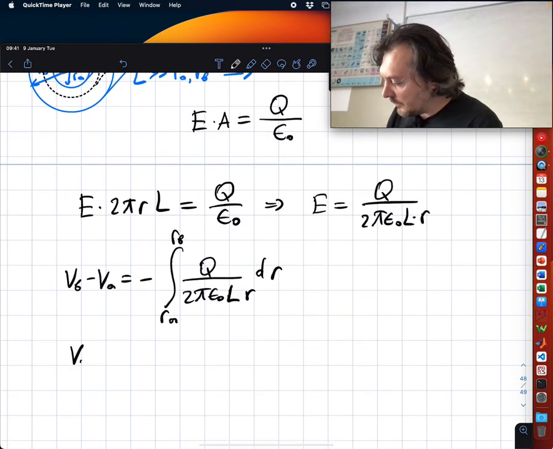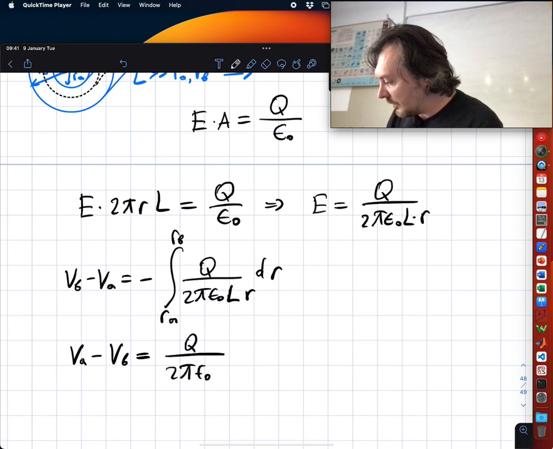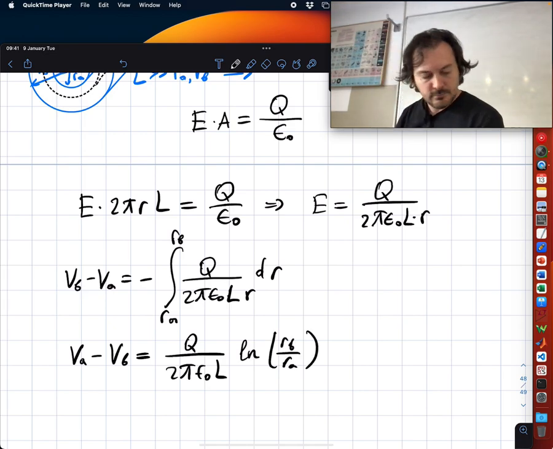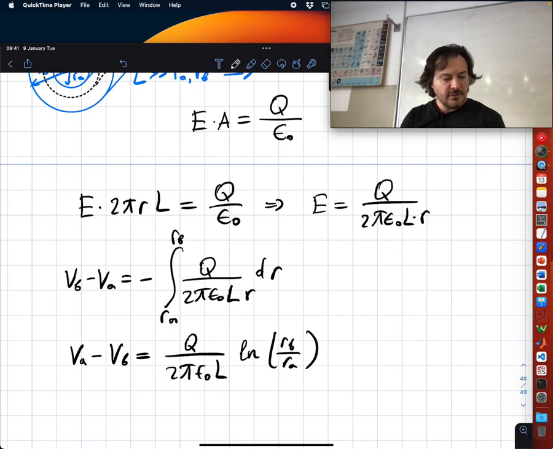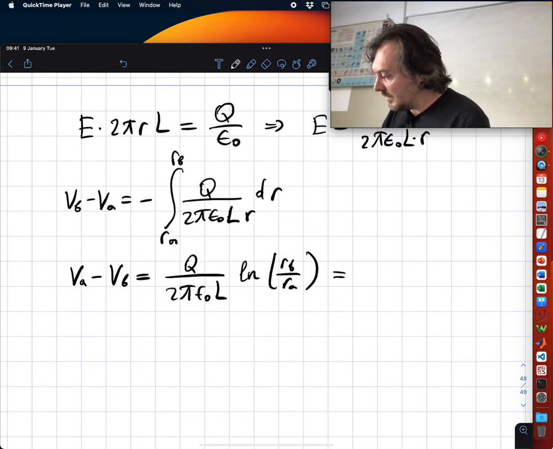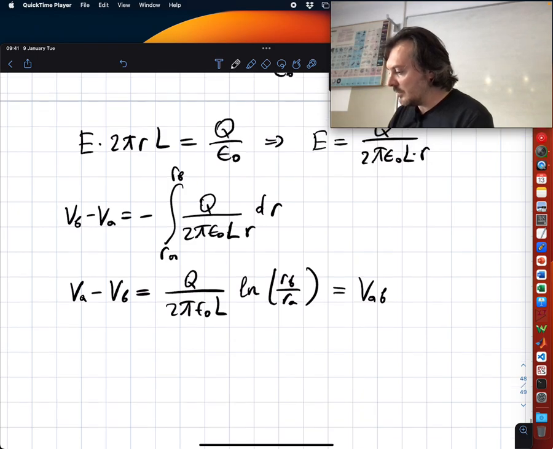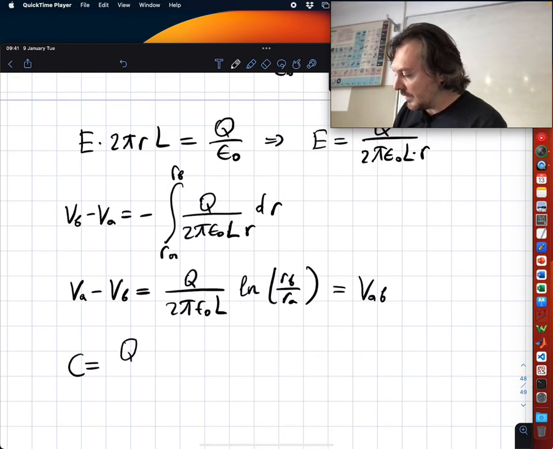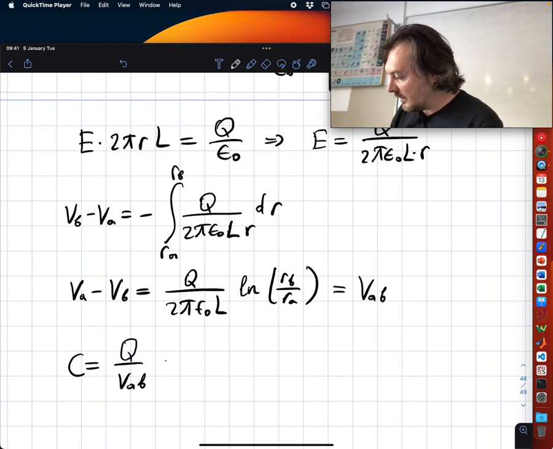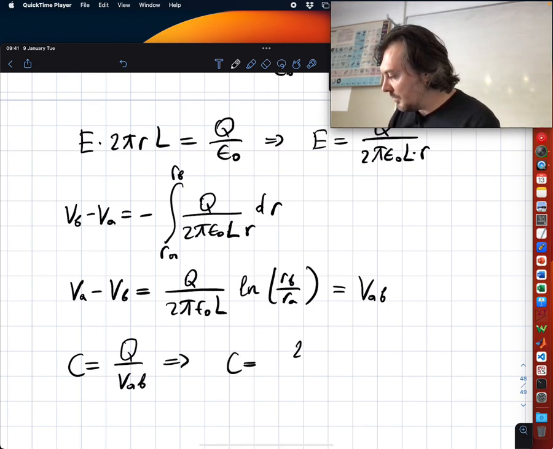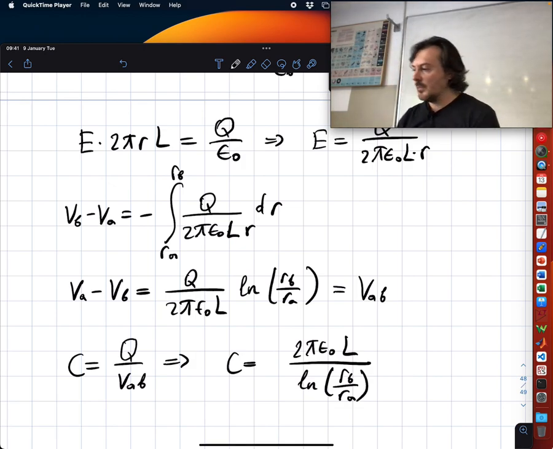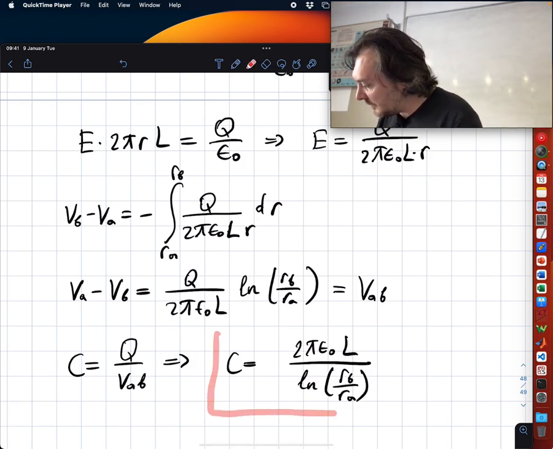So, I will just switch: VA minus VB is equal to Q over 2 pi epsilon 0 L times ln RB over RA. And VAB is that, so this is VAB. So C was Q over VAB, hence C is 2 pi epsilon 0 L over ln RB over RA. Okay? This is the capacitance for a cylinder.